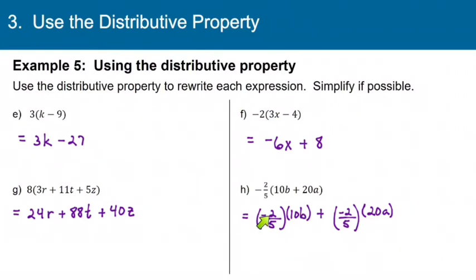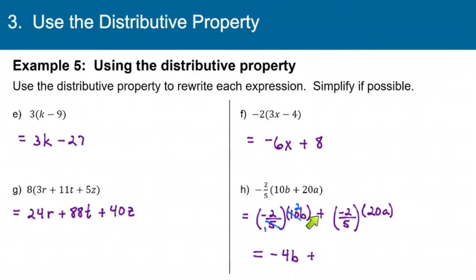So here I have negative 2 times 10b divided by 5. Notice that the 10 and the 5 can both be divided by 5, so we should do that. 10 divided by 5 is 2, and 5 divided by 5 is 1. So now what we actually have here is negative 2 times 2b. That's going to make negative 4b. And in the denominator, we have 1 times 1, which equals 1. So there's no need to write the denominator now. So we'll have negative 4b for this first multiplication.